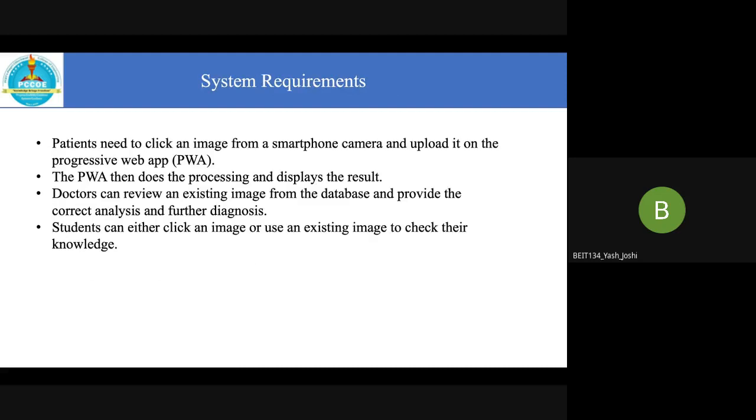So for the system requirements, we plan to go with PWA, also known as progressive web apps, which are lightweight applications that use the engine of our mobile browser to process the web pages, and we don't need our mobiles to have a lot of compatibilities and updates all the time. So basically that is it.